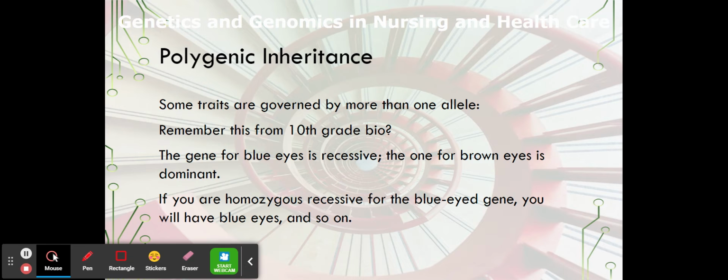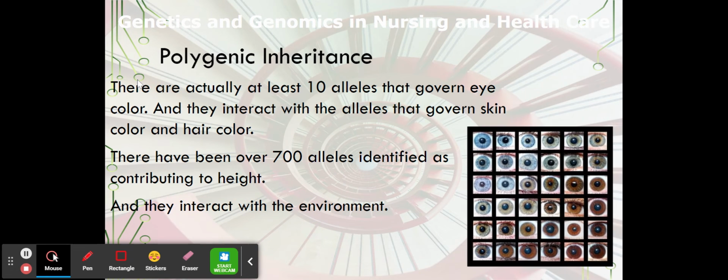Well, the truth is, nothing in life is all that simple. There are actually at least 10 alleles that we know of that govern eye color. And look at that chart right there, all the variations of eye color. There are two major ones, and the rest are minor ones. And they interact with the alleles that govern skin color and hair color, meaning they will express themselves differently if you also have the allele for increased melanin in your skin or hair. If you have red hair, your blue eye gene may act completely differently.